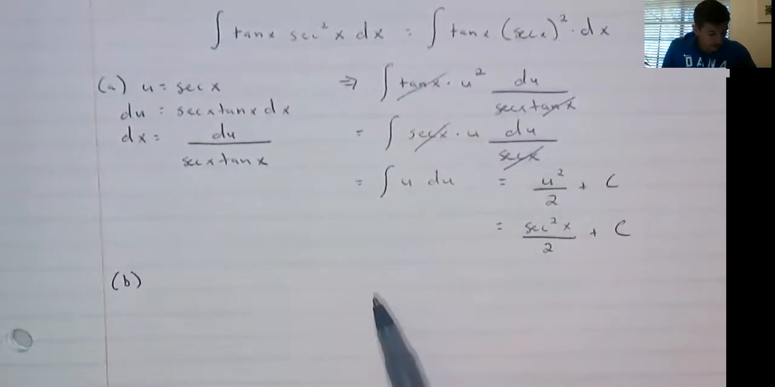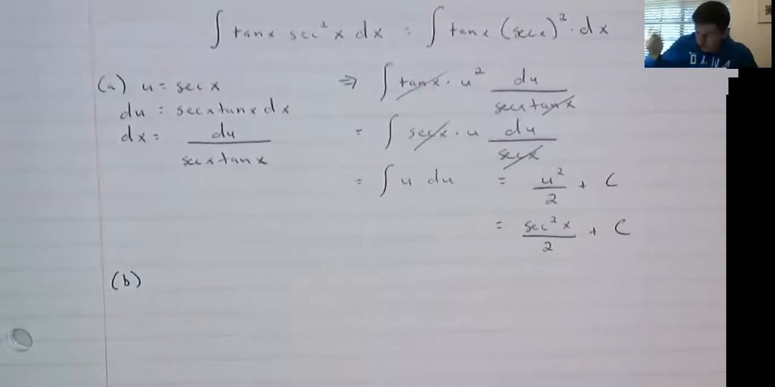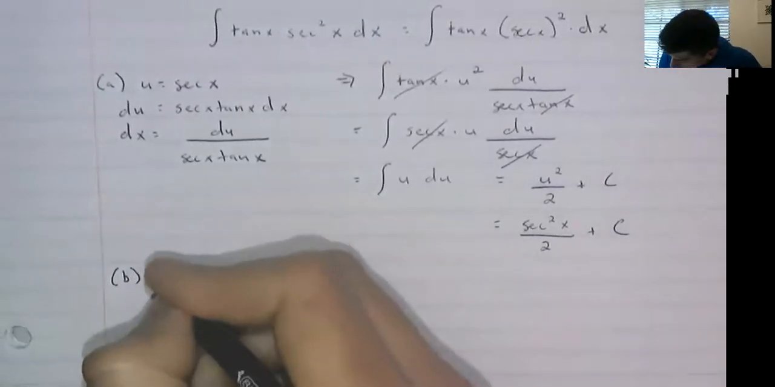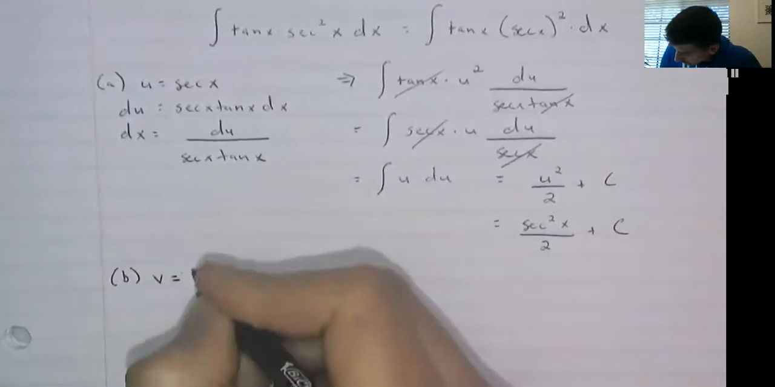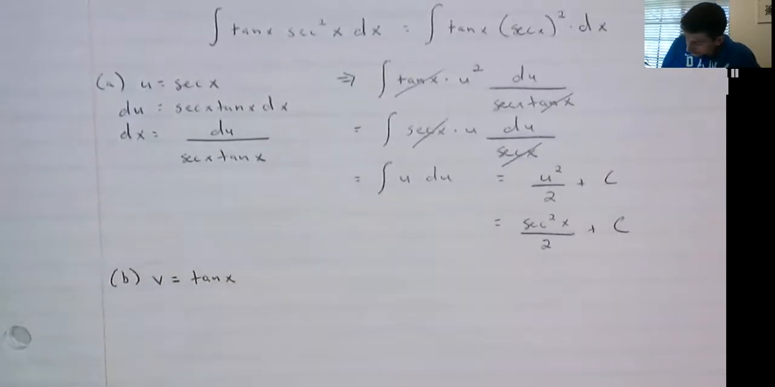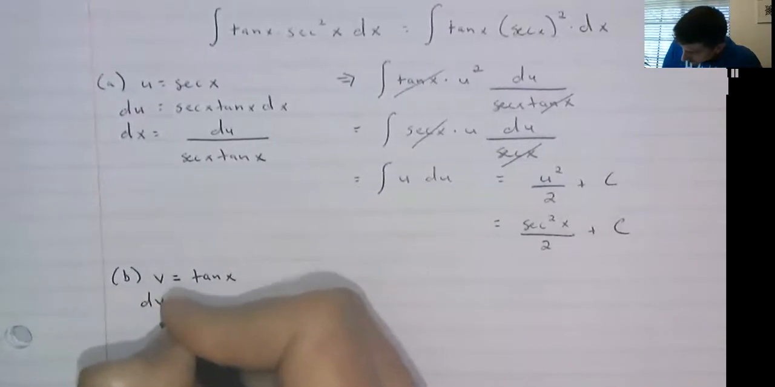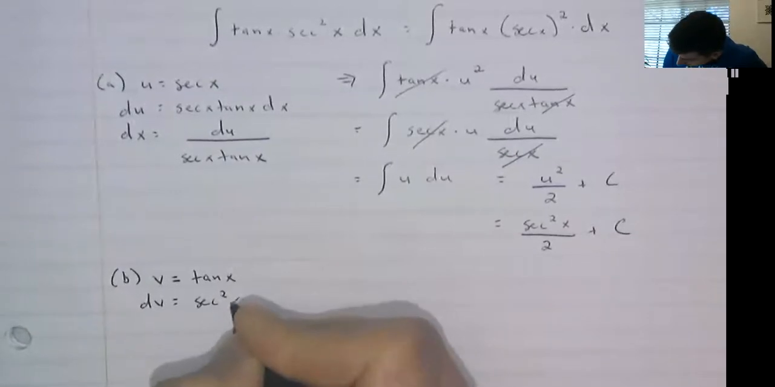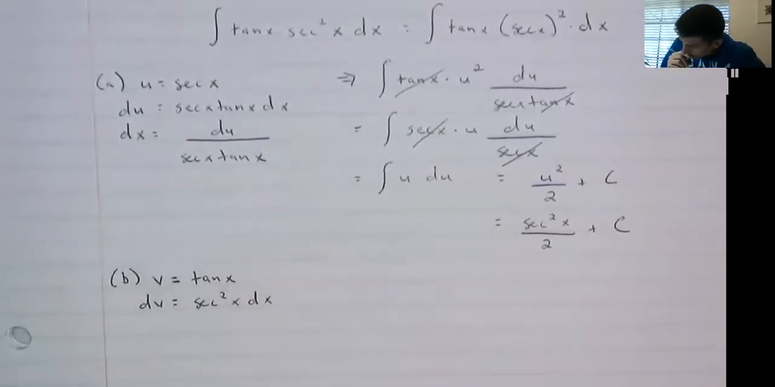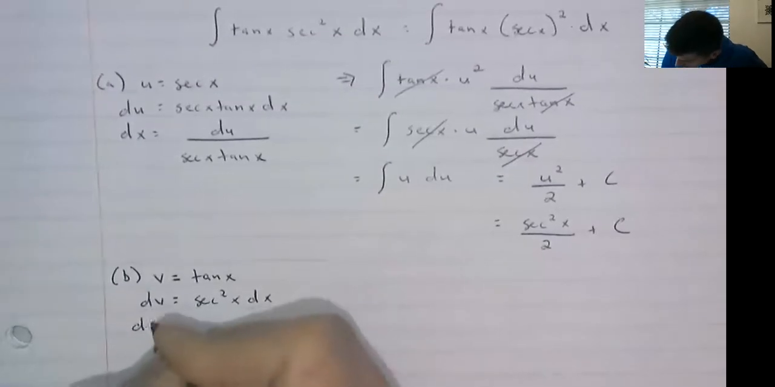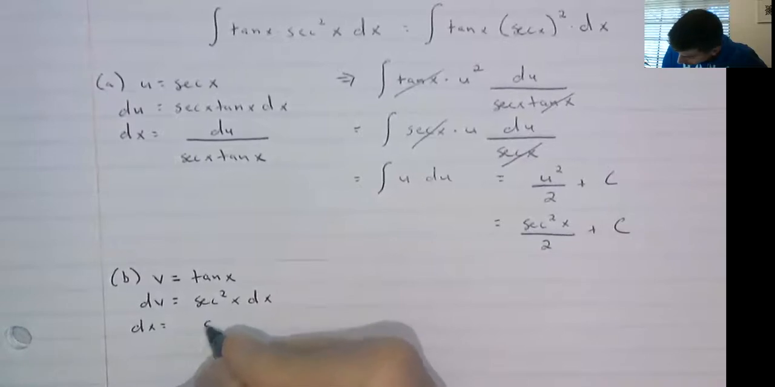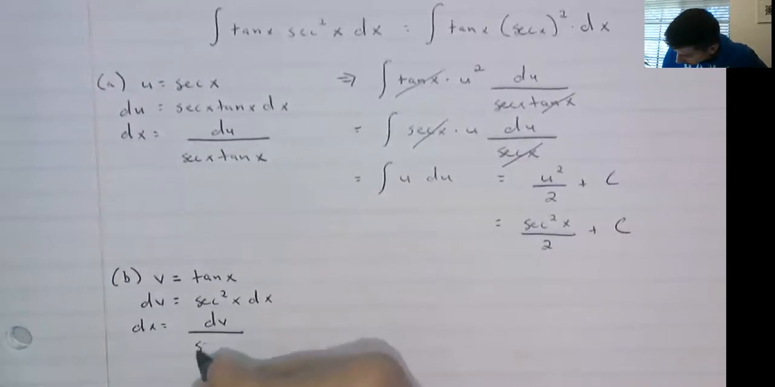So the second option, and let's maybe call this, we just use u, but we can really use any variable we want. So let's maybe use v here. Maybe we said v was equal to the tangent of x, which means that dv is equal to the secant squared x dx, which means that dx was equal to dv divided by secant squared x.